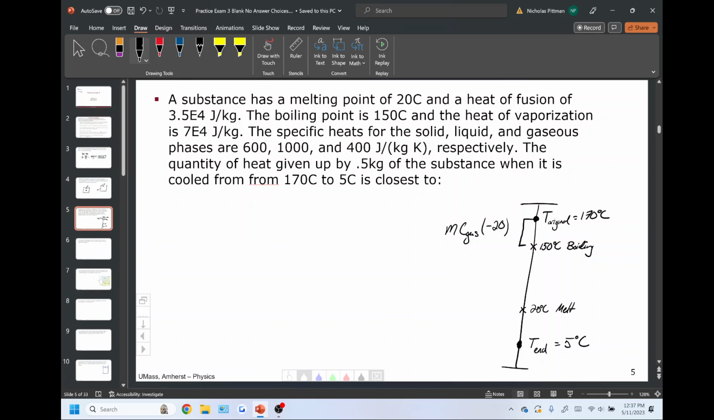Now when it gets to the boiling point, it's going to condense. And the heat required to condense an object is given by the latent heat of vaporization times the mass, right? Q here is going to be latent heat of vaporization times the mass. Okay, after that, there is a 130-degree cool down, but at this stage, the object is in a liquid phase.